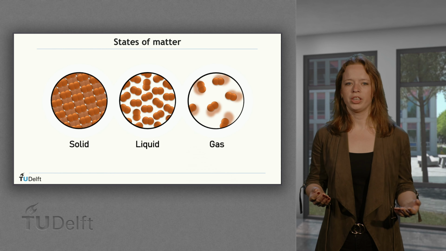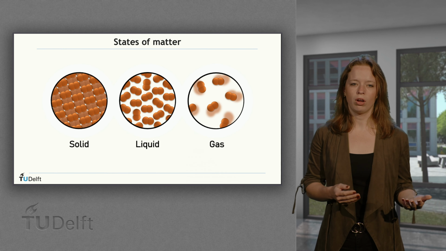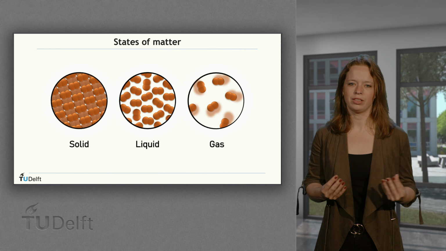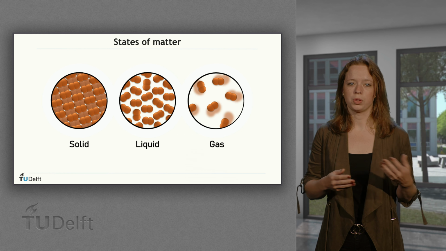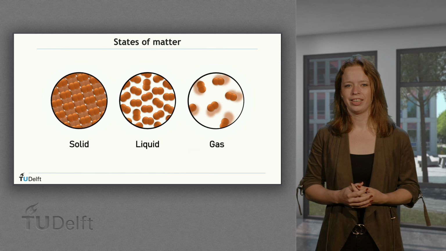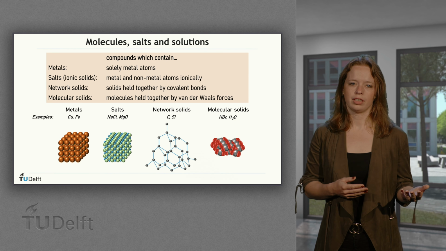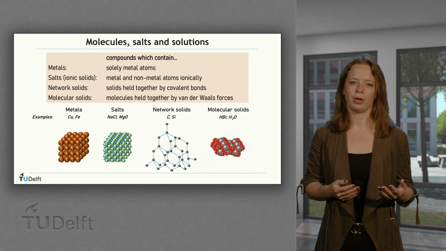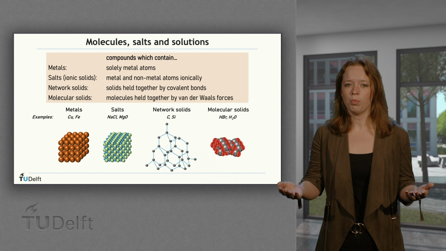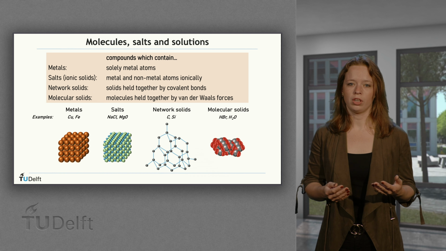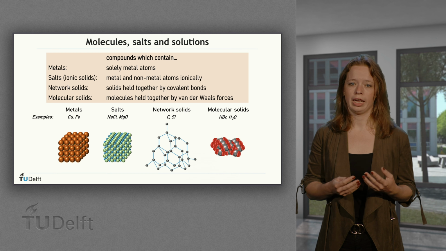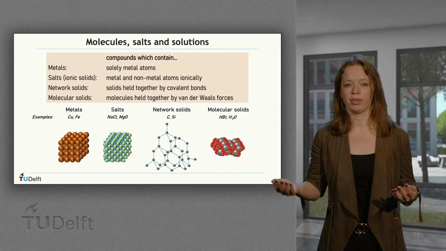All these atoms and molecules can exist in different states, and we call these the states of matter. When the particles are solid, they are tightly packed together. And in liquids, the particles have more movement, while in gases they are much more spread out. There are different types of solids. If a solid consists only of metal atoms, we call it a metal. We call something a salt when it contains metal and non-metal atoms. And a network solid, such as diamond, consists of atoms that are held together by covalent bonds. And molecular solids are held together by van der Waals forces.